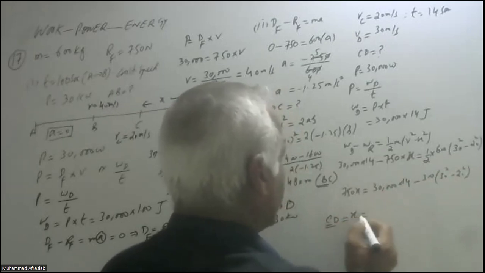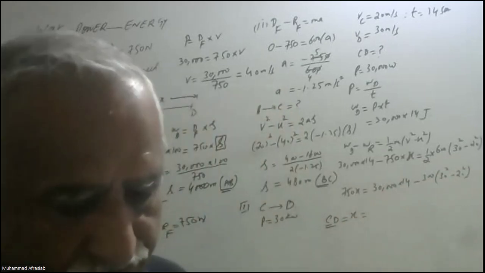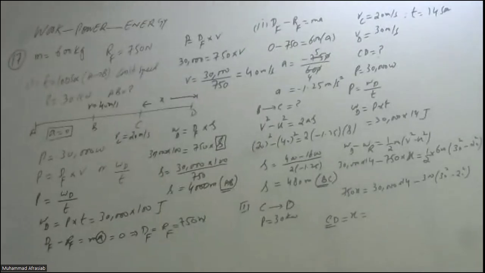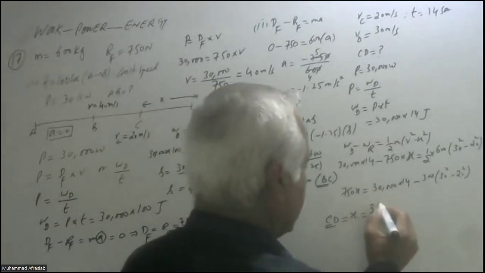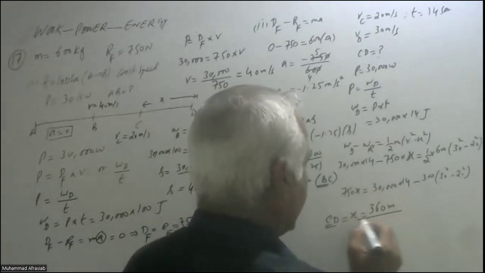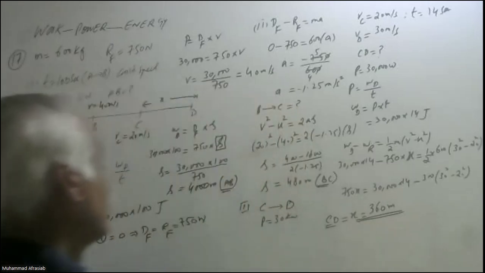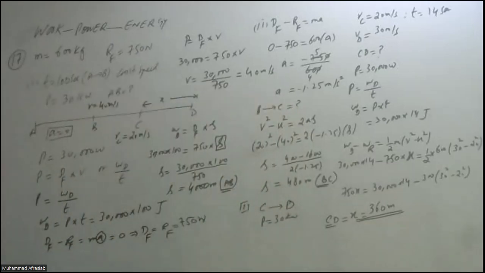Finally x, which is the distance from C to D, is equal to 360 meters, which is the distance traveled from C to D. So this is the complete solution of problem number 17. If you have any questions, you can message me or email me.